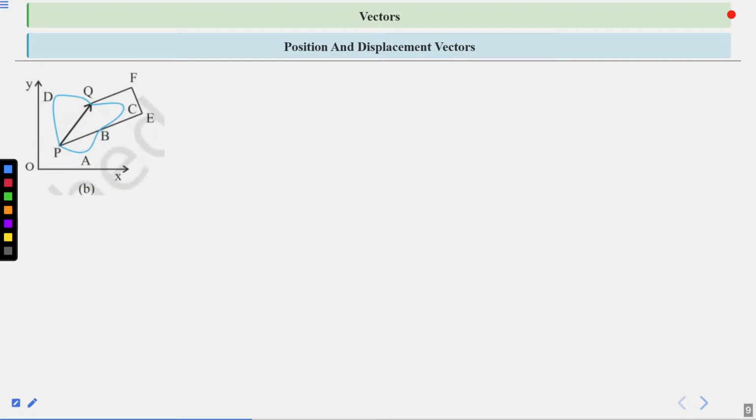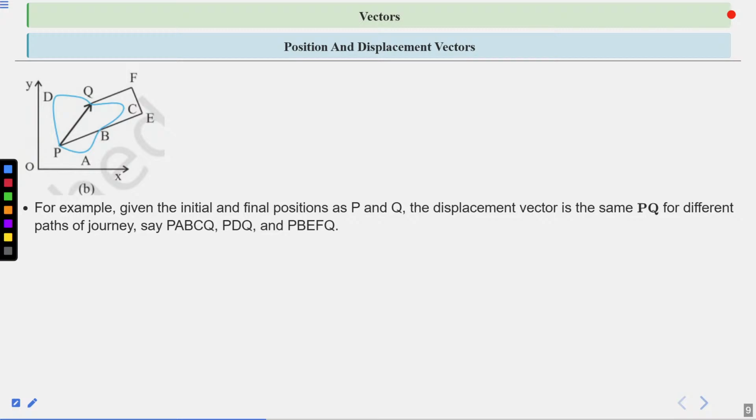So for example, given initial and final positions as P and Q, look at here, initial position is P and final position is Q. The displacement vector is the same PQ for different paths of journey, and those paths of journey are PA, BCQ, PDQ and PBEFQ.